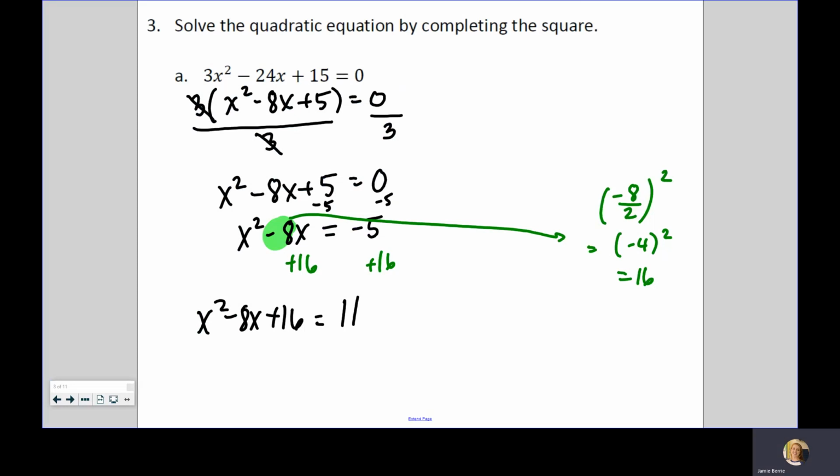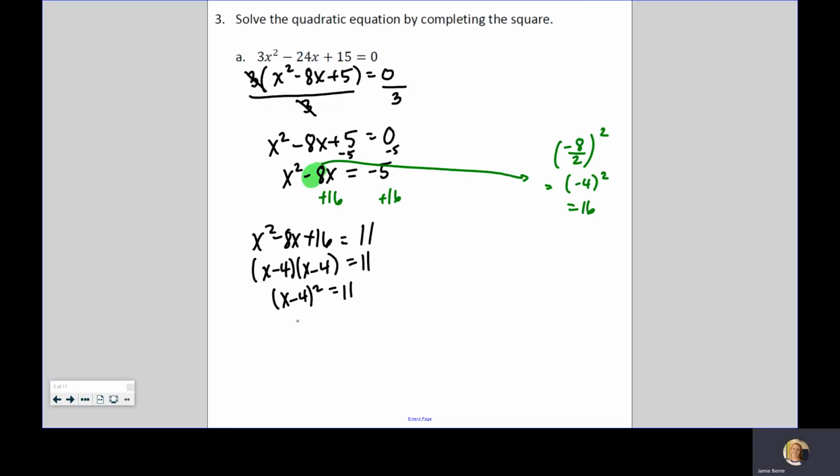Now it says the left-hand side is now a perfect square trinomial. All right, so that means that it's going to be super easy to factor. You're looking for factors of 16 that add to negative 8. That, of course, is going to be 4 and 4. Excuse me, I said 4 and 4, but I meant to say negative 4 and negative 4. Those both multiply to give you positive 16 and add to negative 8. Another way we could write this left-hand side is x minus 4 squared.